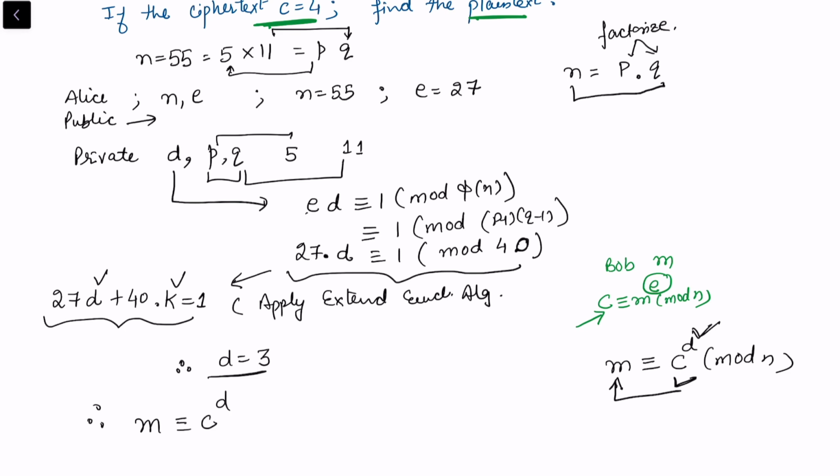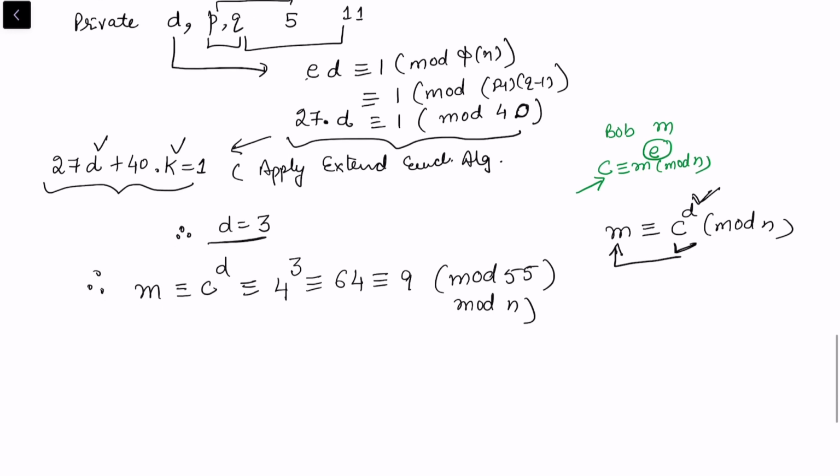Since Alice has access to D and to the ciphertext, we calculate M, which is congruent to C to the power D. C is 4, D is 3, and so this is congruent to 64, which is congruent to 9 with respect to mod 55. This is always with respect to mod N. So that means the original plaintext is 9. And in case we want to identify the corresponding letter, we can identify the original letter, that is I.